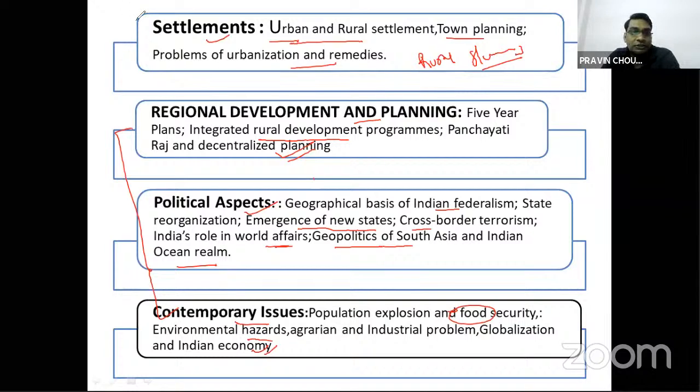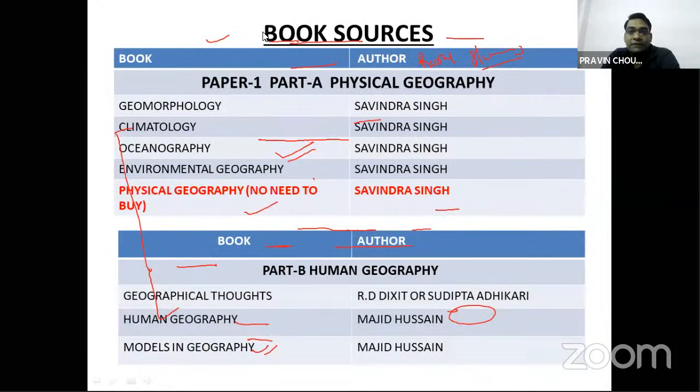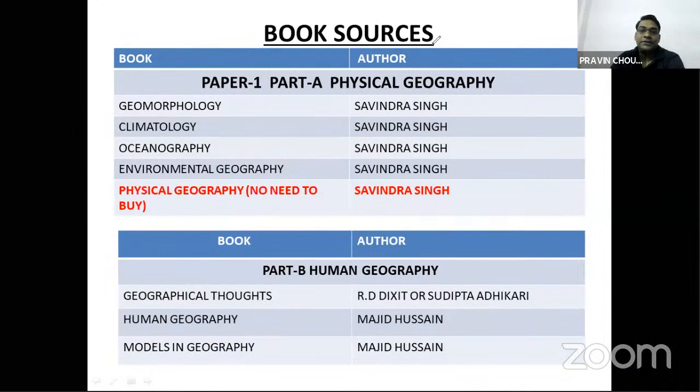What are the important sources for your optional subject? Okay, geography optional. So first of all, we'll talk about paper 1. Okay, paper 1, part of physical geography, principles of physical geography. So I will suggest you buy the Geomorphology book by Savindra Singh. Okay, this is a separate book by Savindra Singh. Climatology, again the same author, Savindra Singh. Okay, separate book. Oceanography, same Savindra Singh. And Environmental Geography, same Savindra Singh.